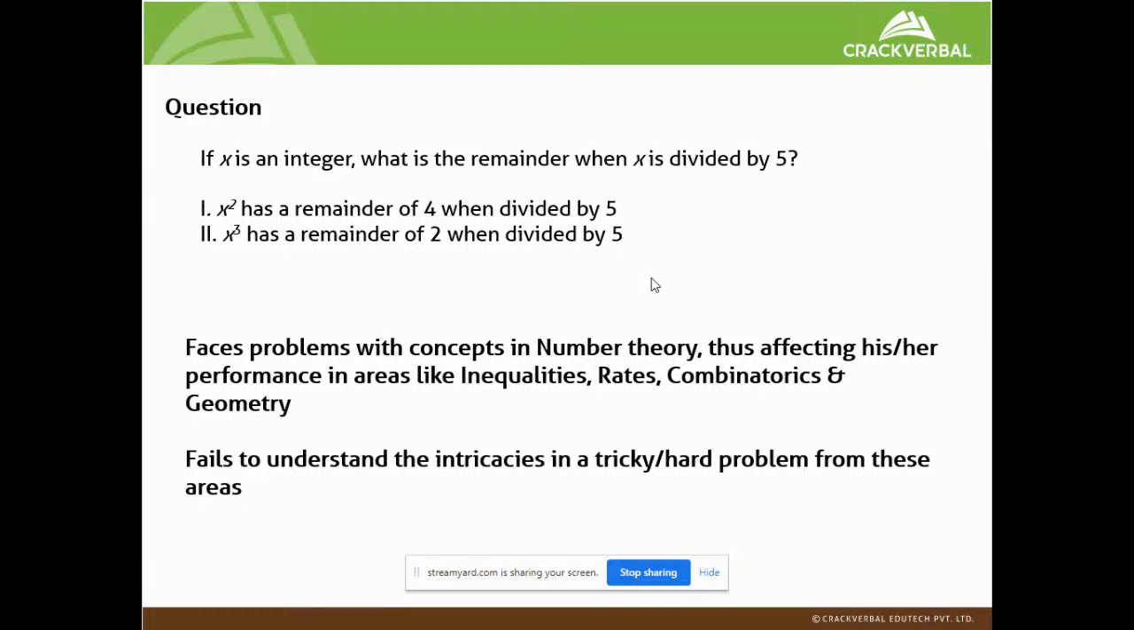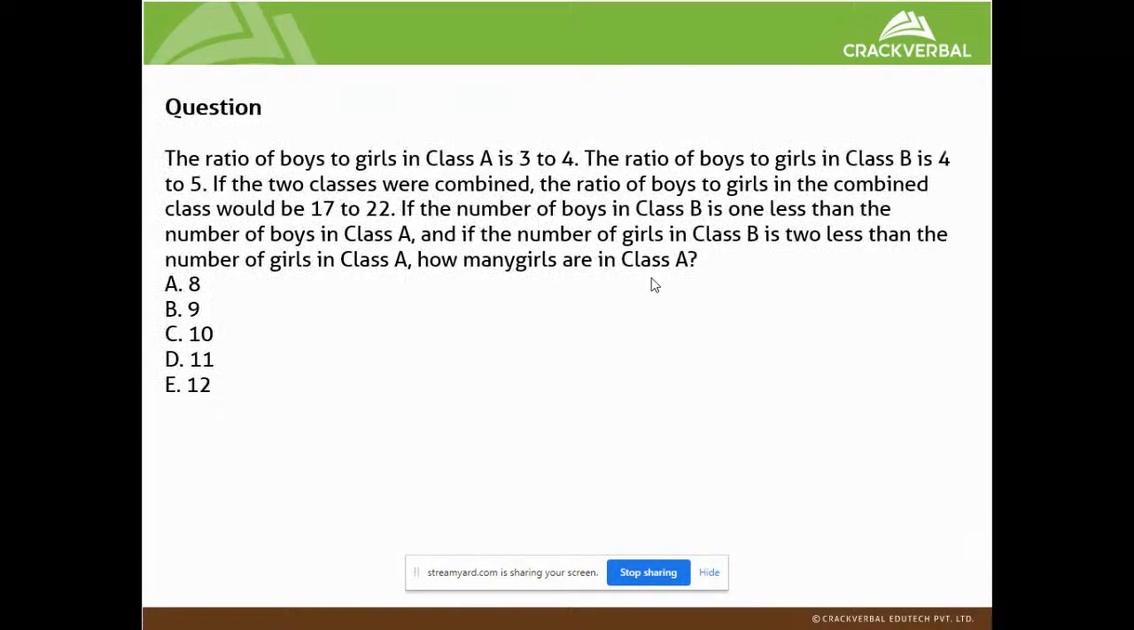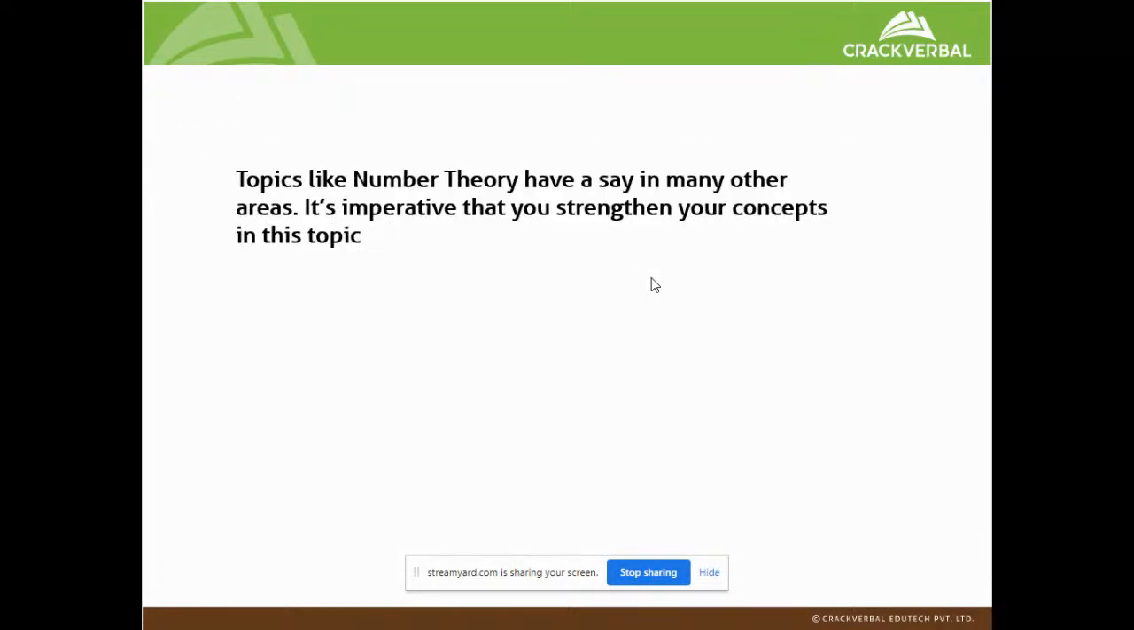So if you want to cross the 47 mark, there is no concession on the fact that you will have to strengthen your concepts in number theory. And you'll also have to deal with the fact that you cannot miss out on small details, right? Like if x is an integer, x square has to be a perfect square. This is a very small detail, but very often it gets swept under the carpet, and you'll be wondering, okay, if x is an integer, now what, right?